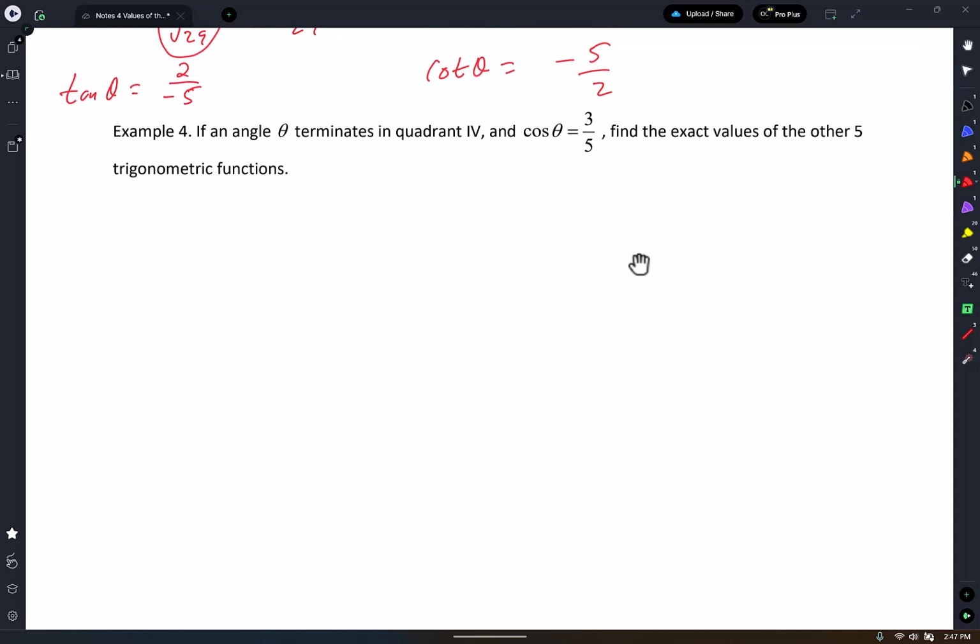Example 4, an angle theta terminates in quadrant 4, and cosine is 3/5. Find the exact values of the other 5 trigonometric functions of theta. I can't even read now. So here's quadrant 4, and here's my reference triangle in quadrant 4. Not to scale.